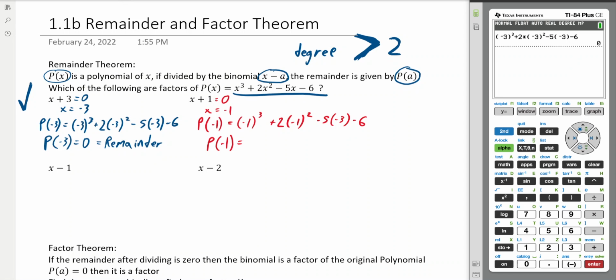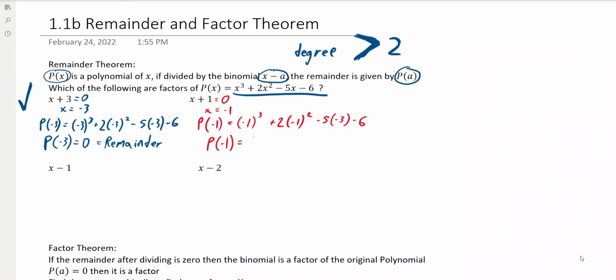So we're going to use our calculator. So it's the same exact thing, except wherever we saw a negative 3, we're going to replace it where there is a negative 1 in this case. And that should give us our answer. It's 0, so yes, this is also a factor. Okay, let's look at the next one. Hopefully you've already paused the video and tried it.